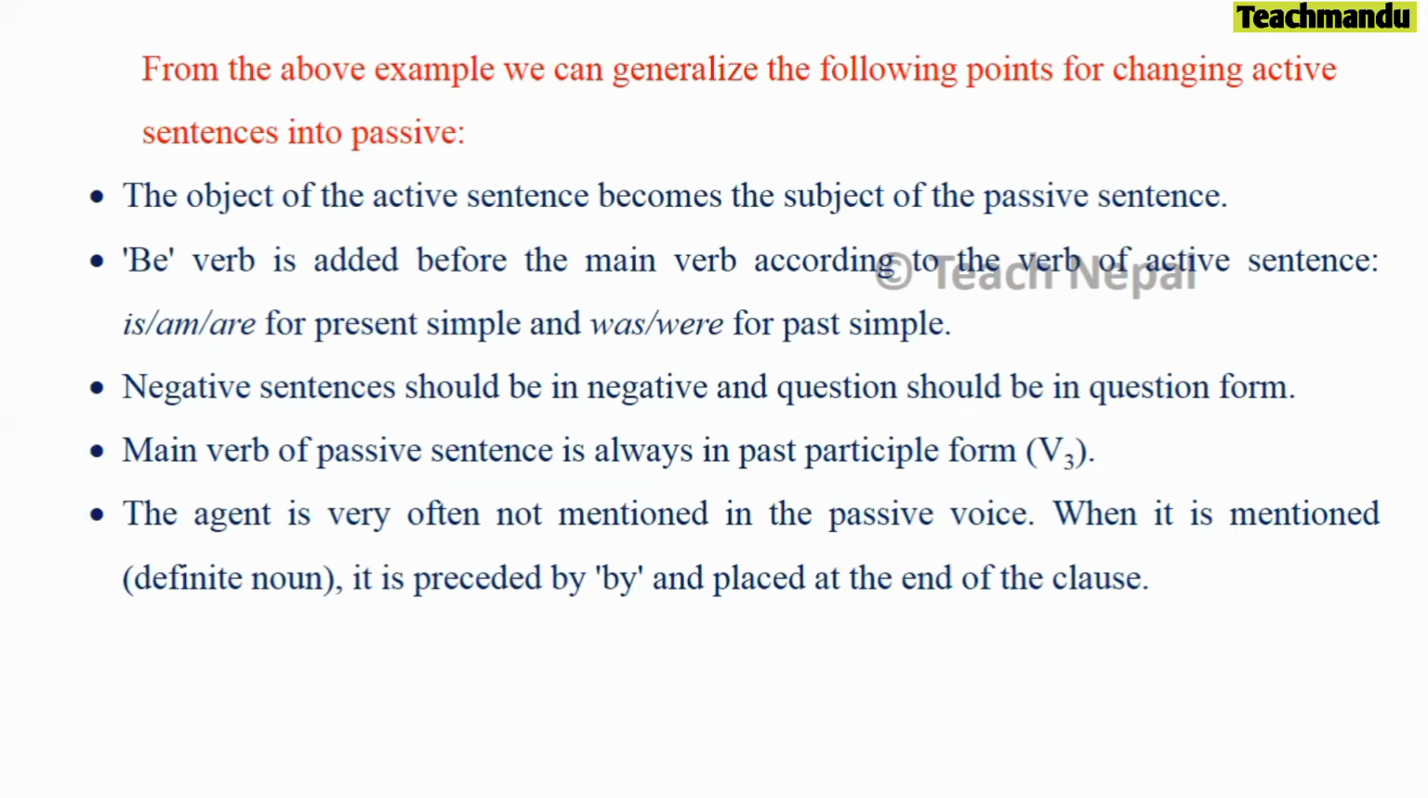I told you before this. The agent is very often not mentioned in the passive voice. When it is mentioned, that is the definite noun, right? Or it is preceded by "by" and placed at the end of the clause. After "by," we need to write the name of the person there.